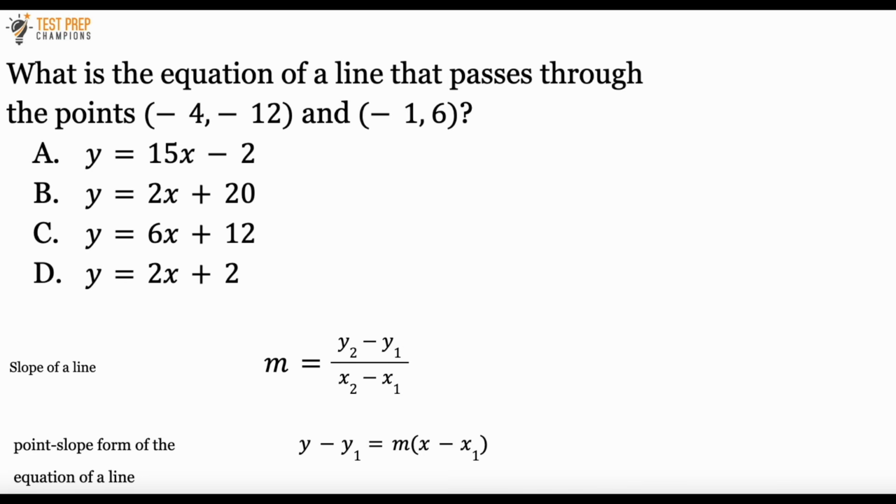What is the equation of a line that passes through the points -4, -12, and -1, 6? Now, for the sake of time, I've provided 2 formulas here. This one is slope of a line, and this one is point slope form of the equation of a line. And on your test, you'll be able to find these formulas on the formula sheet. I'm just providing them now for the sake of time, since we're just practicing.